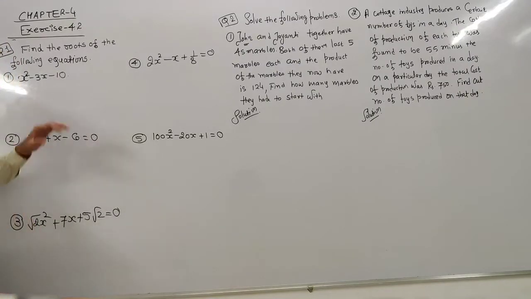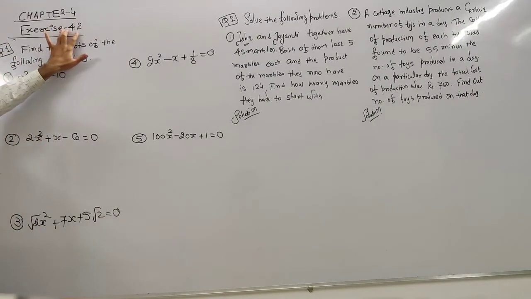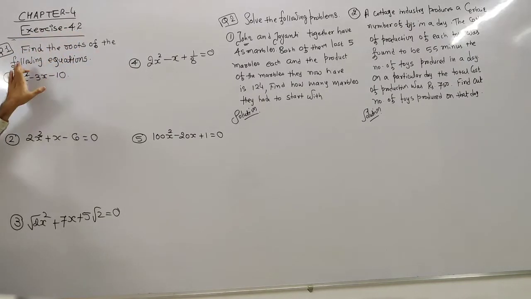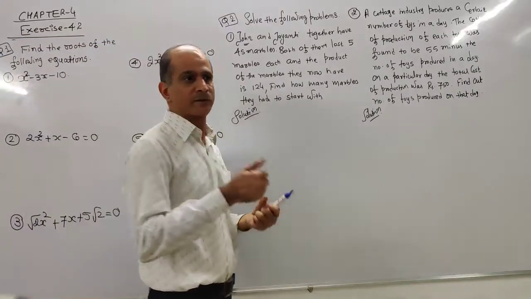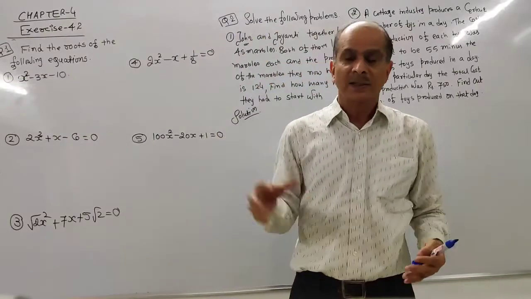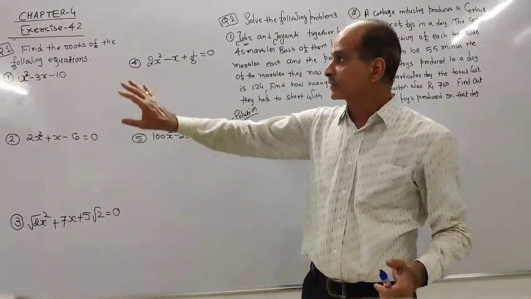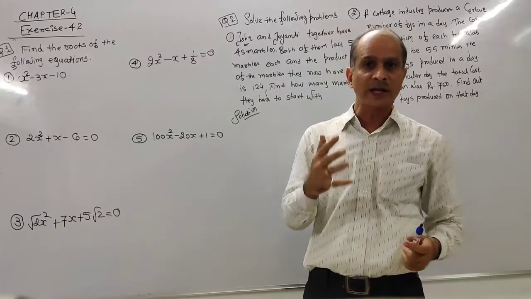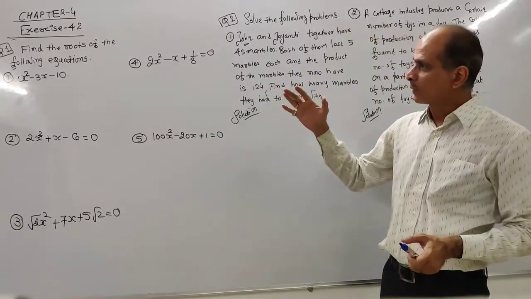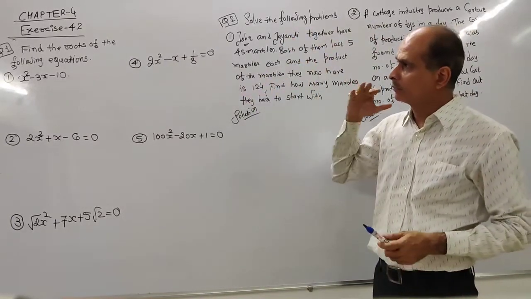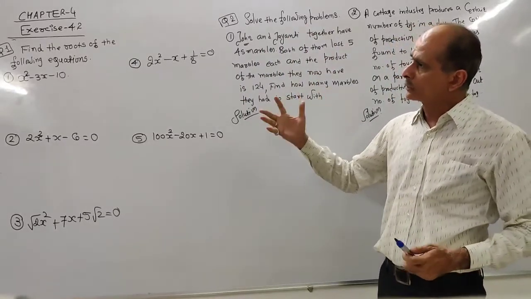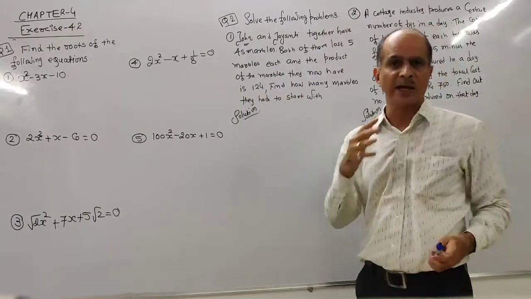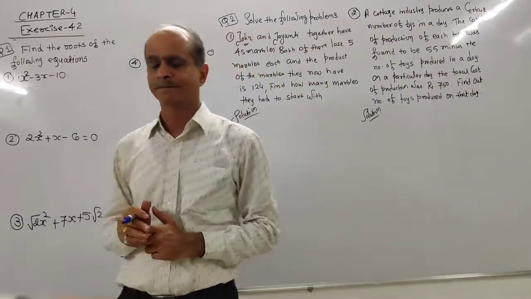Well, now let us start exercise number 4.2. The first example is: find the roots of the following equation. Roots means the solution of the quadratic equation. The solution means the value of x which satisfies the equation. You know there are 3 methods, but here the name of the method is not given to you, so you can use any method. So we are going to solve this equation with the help of the factorization method.